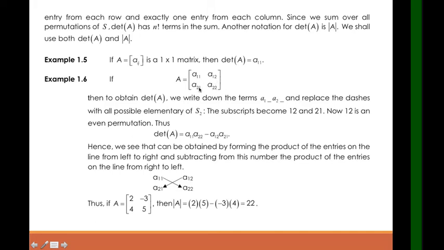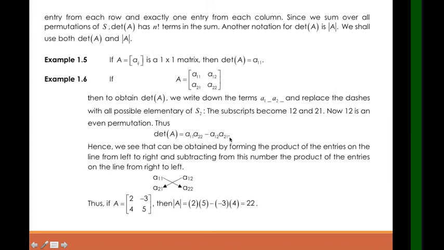Sa A sub 2,1, nasa second row siya, nasa first column. Dito naman A sub 2,2, nasa second row siya, then nasa second column. Okay? So, to do this, the determinant of A is equal to A sub 11, A sub 22 minus A sub 12 times A sub 21.